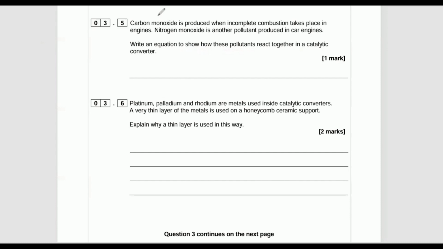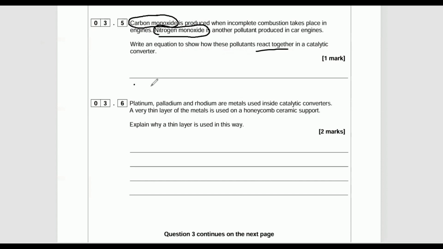So this one has a misconception we're going to come across here. Carbon monoxide is made when incomplete combustion takes place. Nitrogen monoxide is also made when combustion takes place. These are both pollutants, right? They're harmful to living organisms. Write an equation to show how these pollutants react together. So we're going to react them together in a catalytic converter.